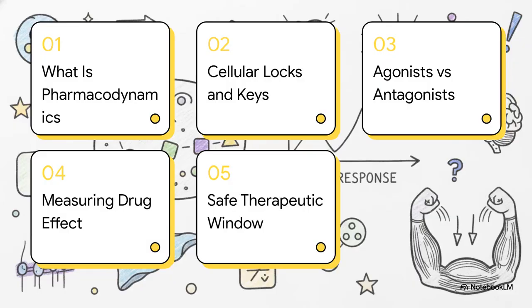Here is our roadmap for today. First, what is pharmacodynamics? 2, cellular locks and keys. 3, agonists versus antagonists. 4, measuring a drug's effect. And finally, number 5, the safe therapeutic window.